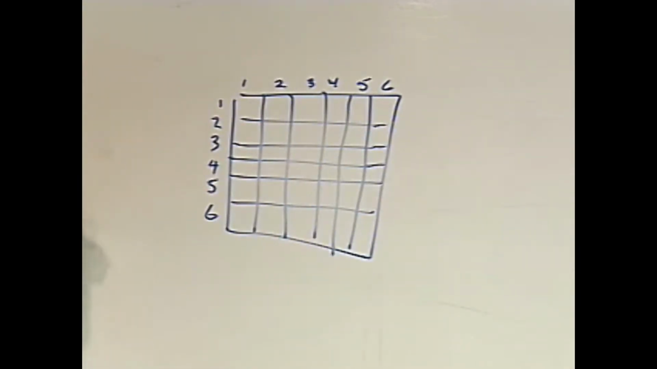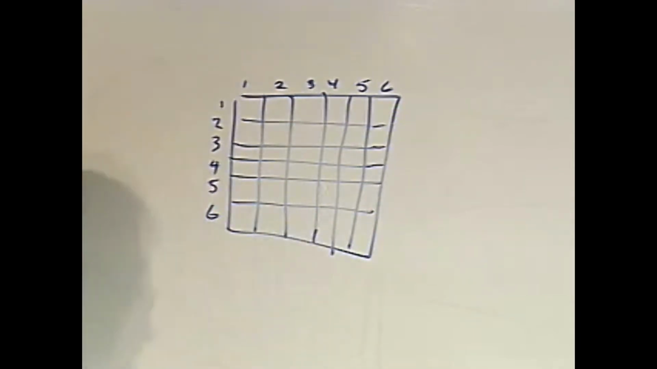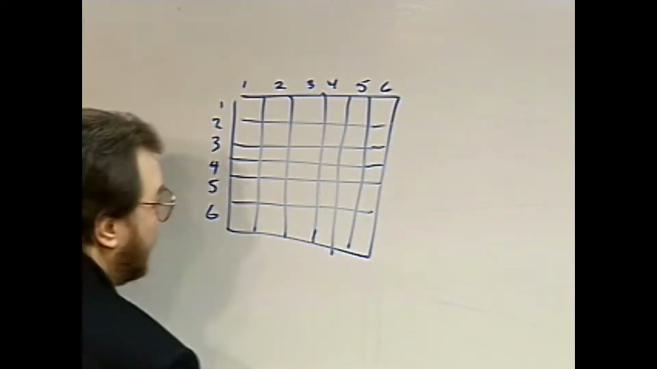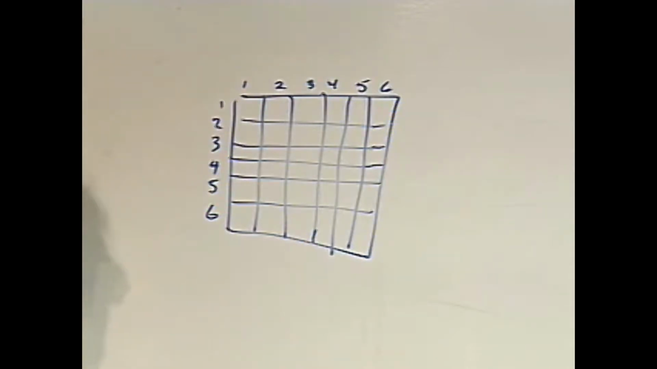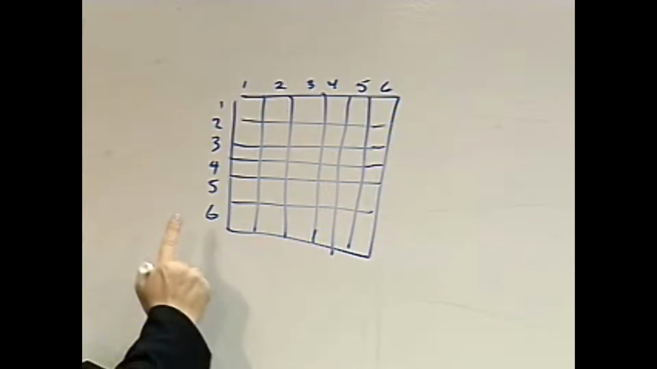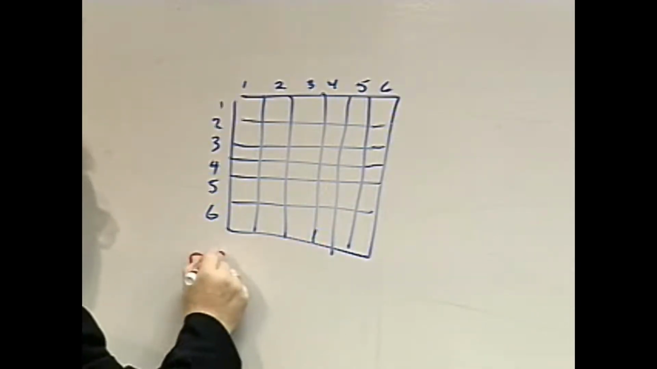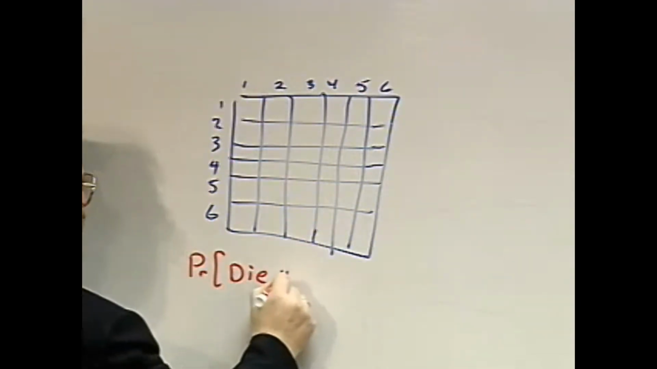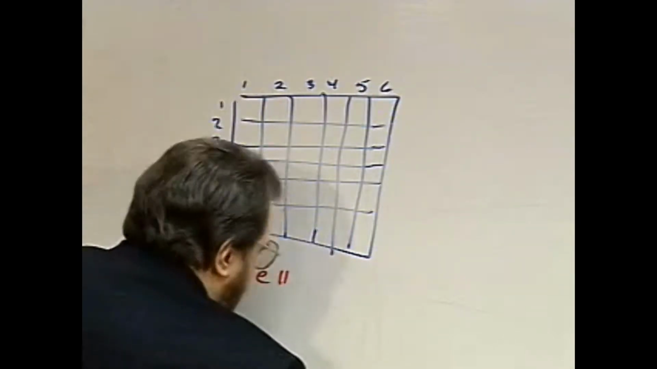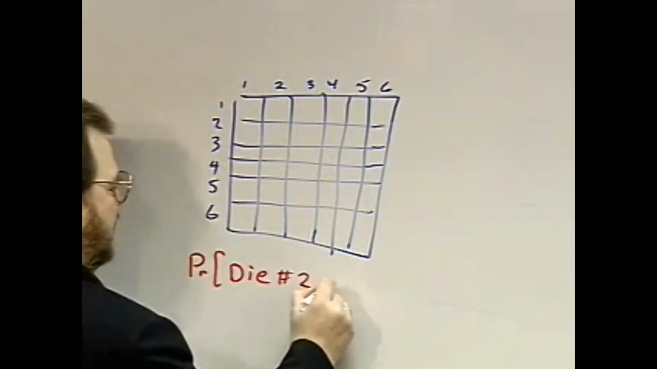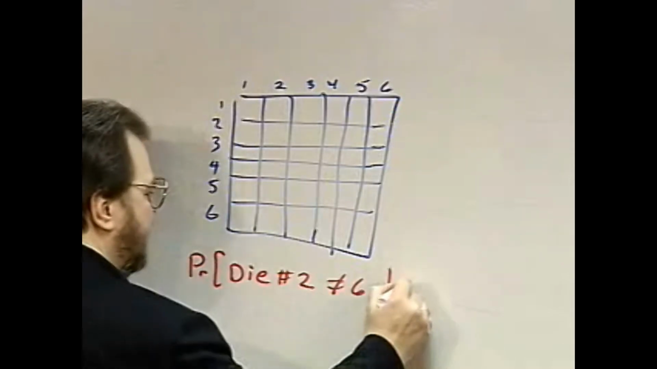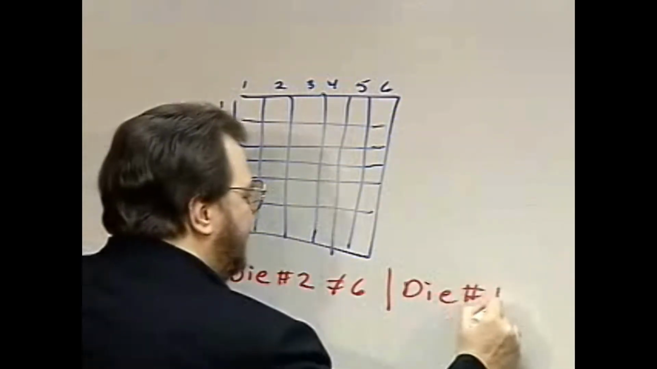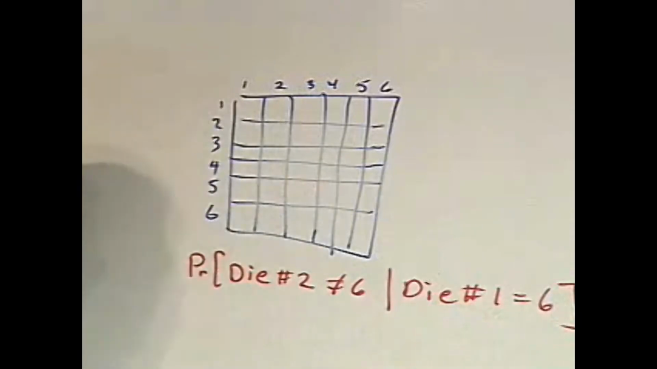Now, there's 2 interpretations of the problem, and if you're very loose on the interpretation of the English, which of course we can't be, one of them is that we can distinguish between the 2 die. The first one is the probability that die number 2 is not equal to 6, given that die number 1 was equal to 6. That's one of them.